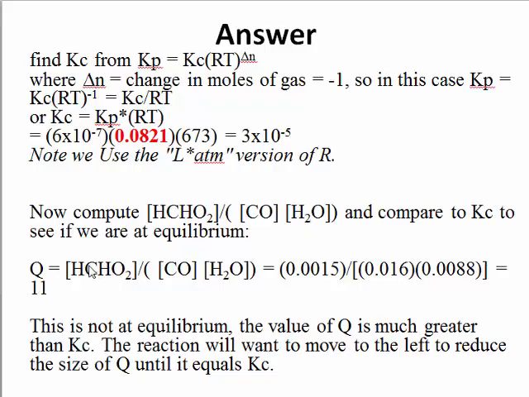The concentration of HCHO2 in the numerator should decrease, and the concentrations of CO and of H2O should increase. This concentration will decrease and these concentrations will increase if the reaction runs to the left. The reaction will move to the left to reduce the size of Q until it equals Kc. And that is the answer to the question.